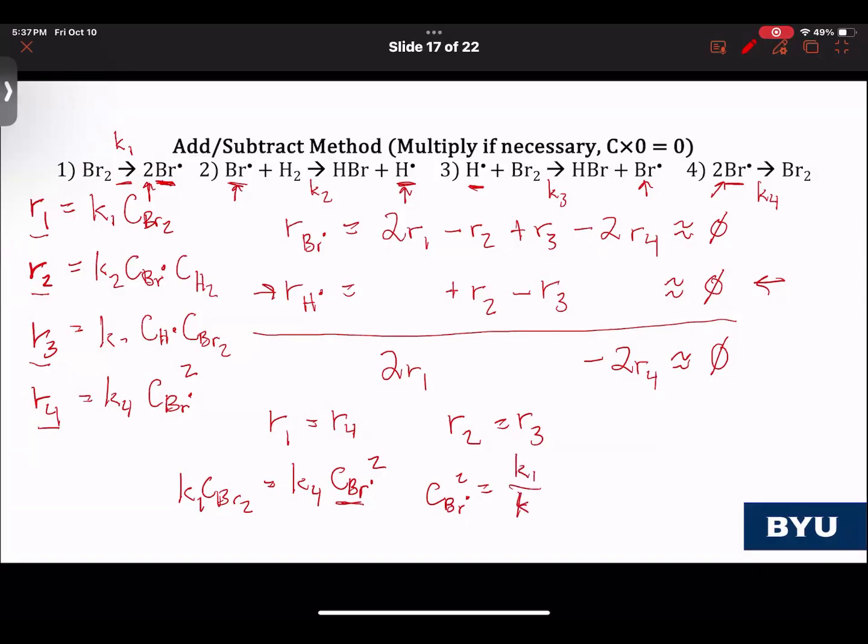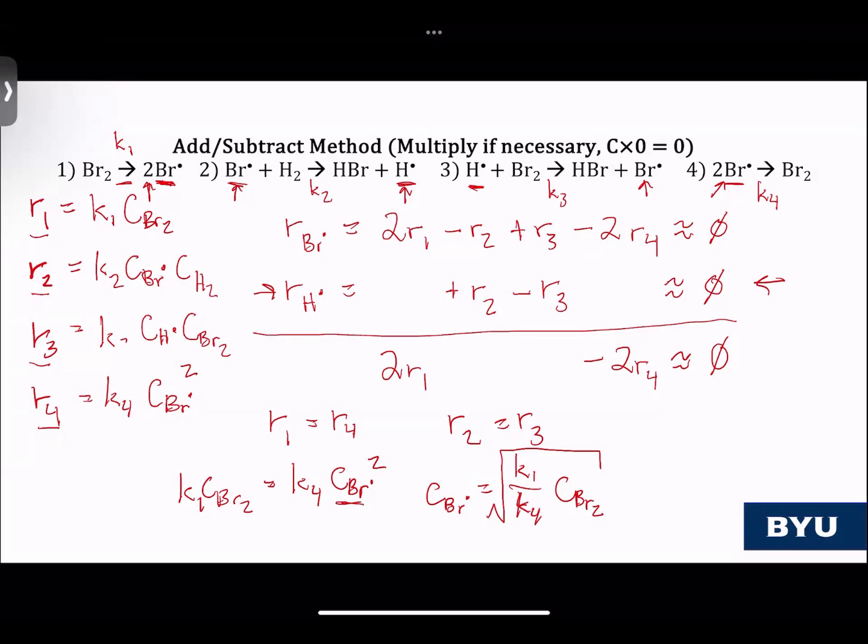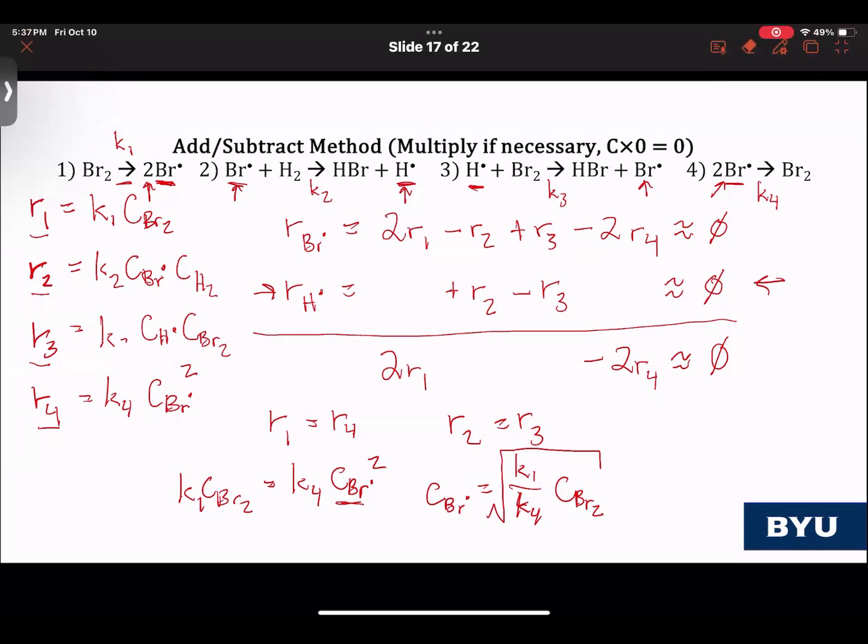K1 over K4, C bromine. And we can take the square root of that on both sides. So we took the square root, and there we are. We already have an expression for the concentration of bromine radical in terms of the major species.